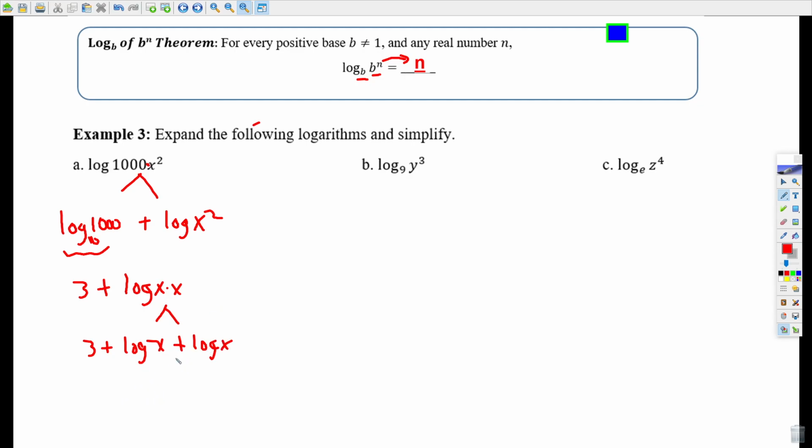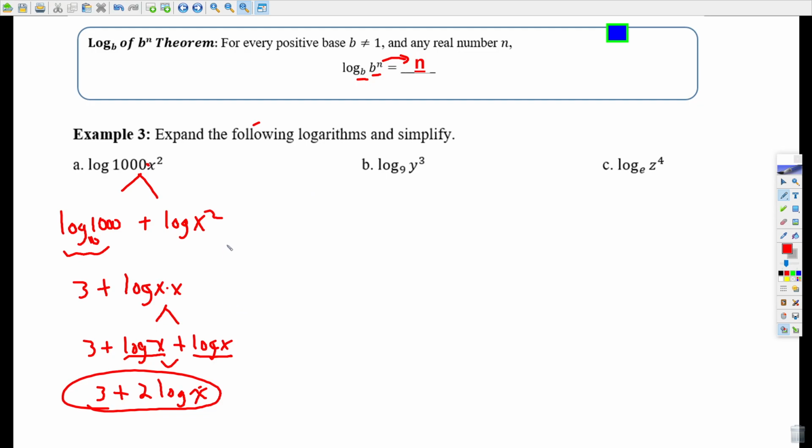And this itself can actually be simplified. I'm going the long way around. Hopefully you can see the pattern. But this can also be simplified into, well, you have one log x plus another log x. So we actually have a total of 2 of them. 2 log x plus 3. There we go.